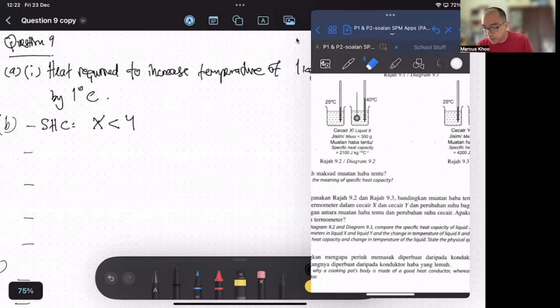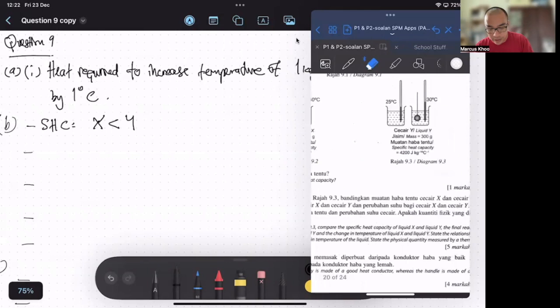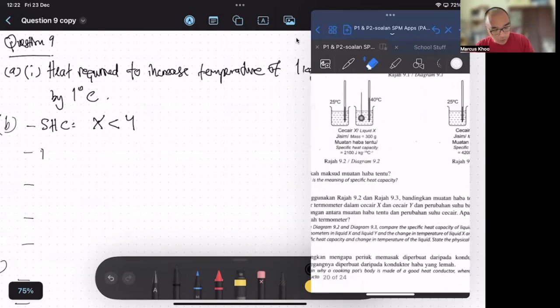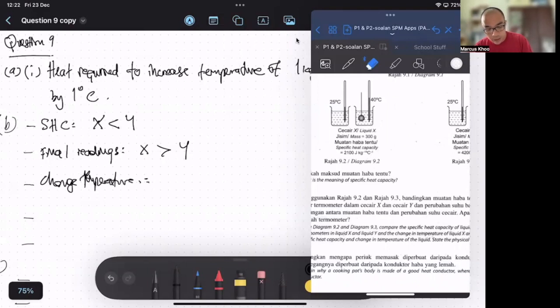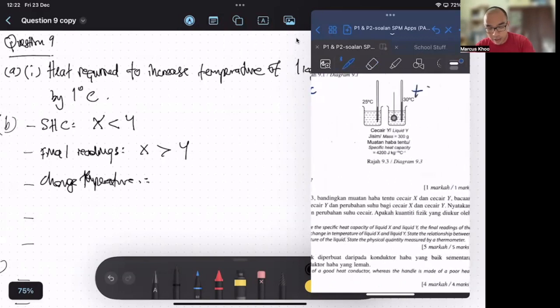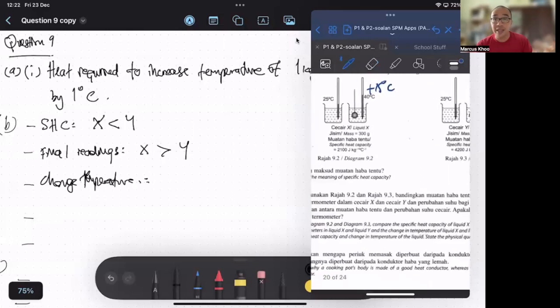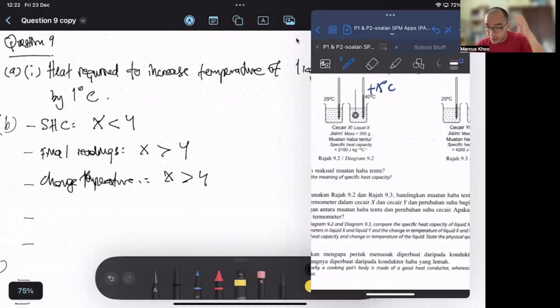Secondly, the final temperature. The final readings: 40 is for X and then 30 is for Y. So the final reading of X will be more than Y. And then the change in temperature. If you notice, this goes from 25 to 40, so this is plus 15 degrees Celsius. Whereas this is only plus 5 degrees Celsius. So obviously X has a bigger change than Y. X is more than Y.